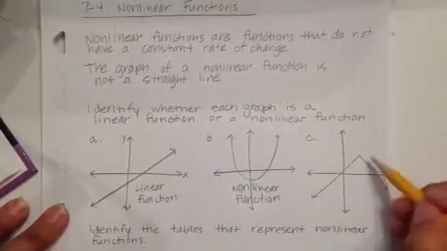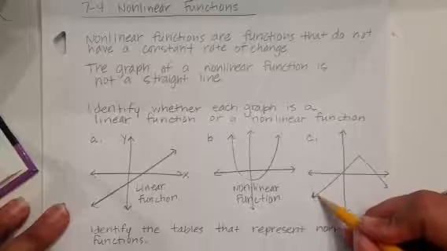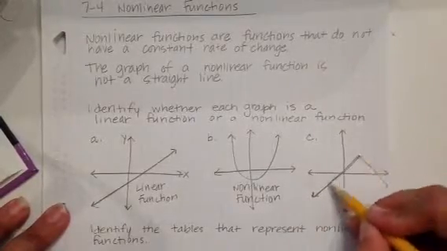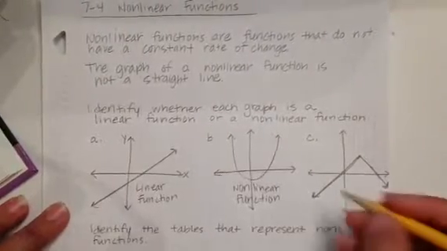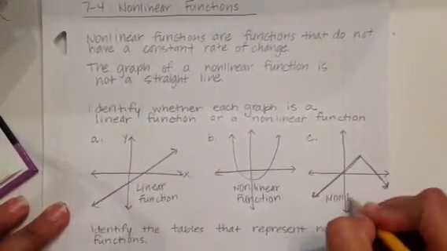Okay, this graph is not a straight line. It kind of makes an upside down V. It has two straight line parts, but it is not one straight line. So this is also nonlinear.